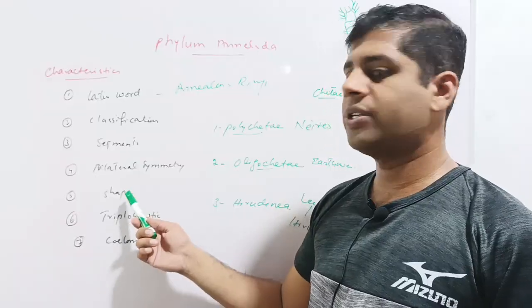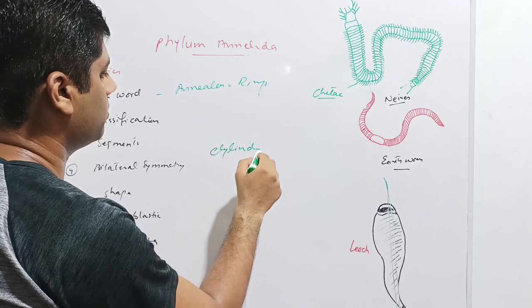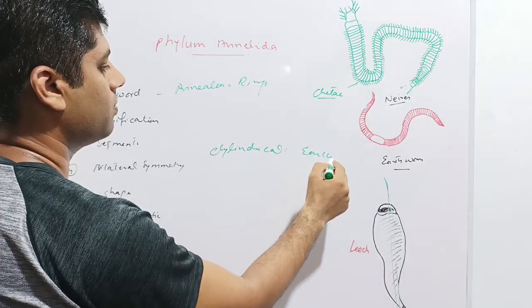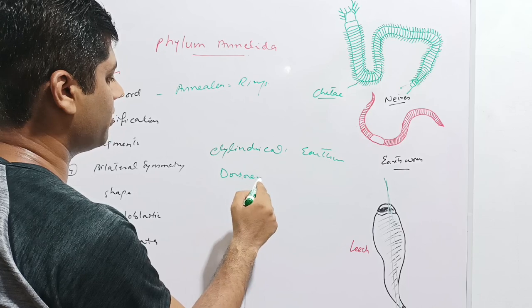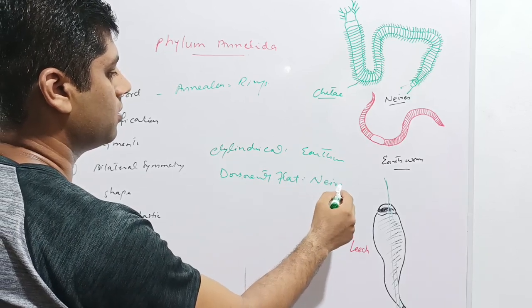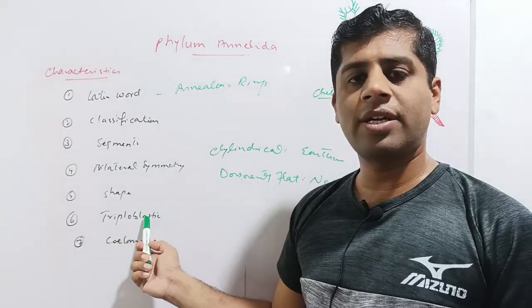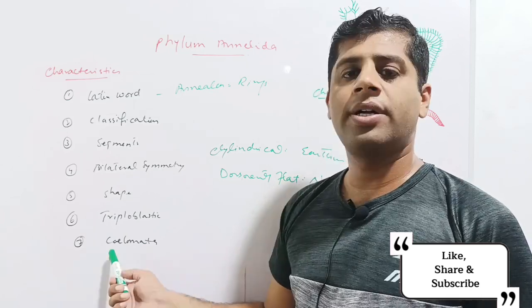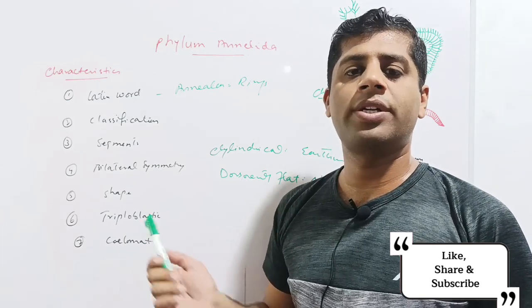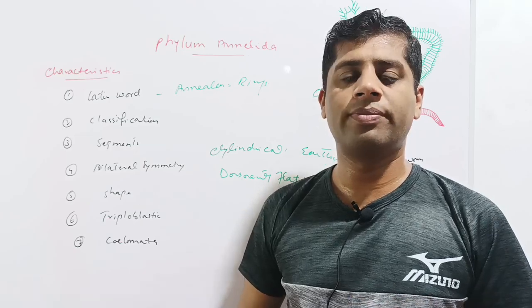The next character is their shape. The annelids may be cylindrical in shape, like earthworm, or they may be dorso-ventrally flattened, for example Nereis. These are triploblastic animals, comprising three layers, and next these are the coelomates, the true coelomate animals having a body cavity, and this coelom has coelomic fluid.